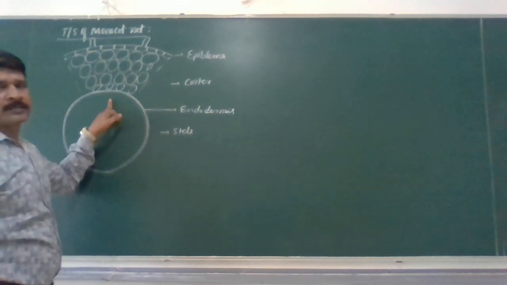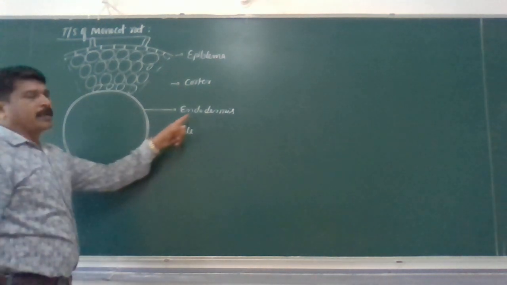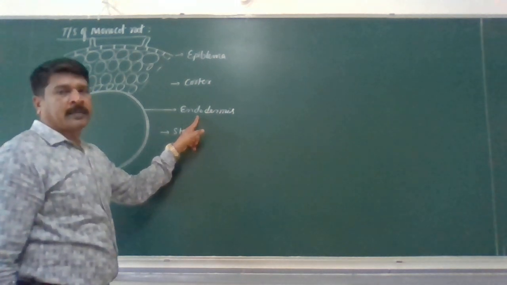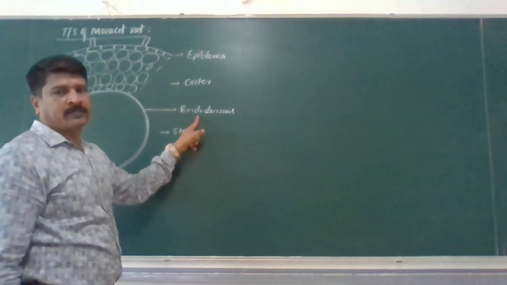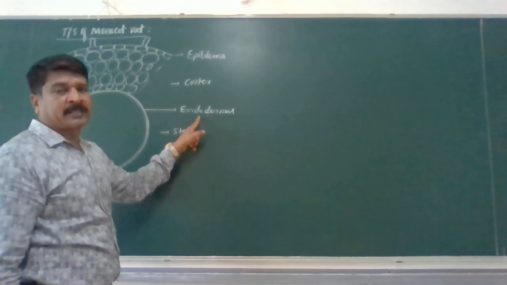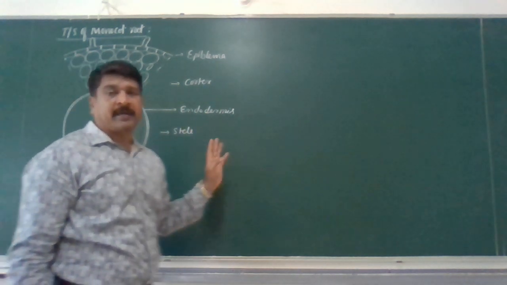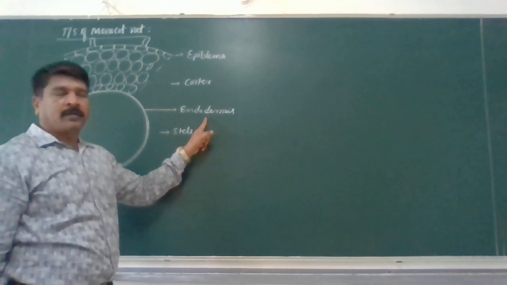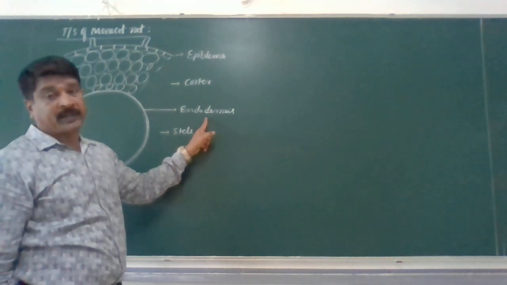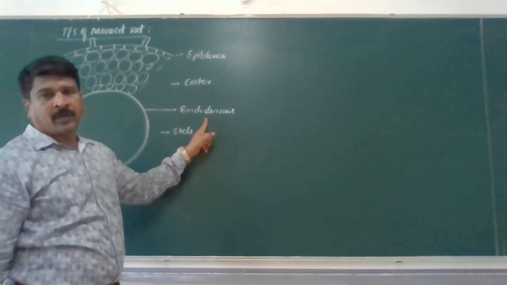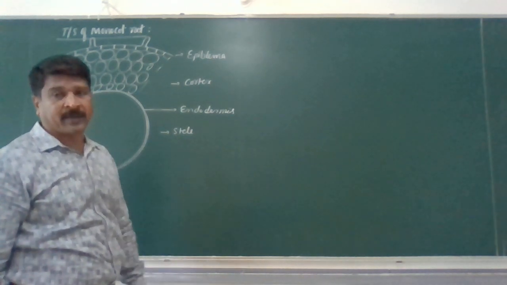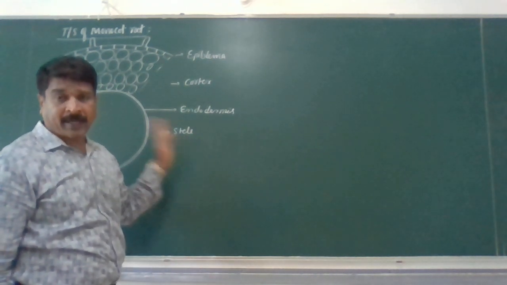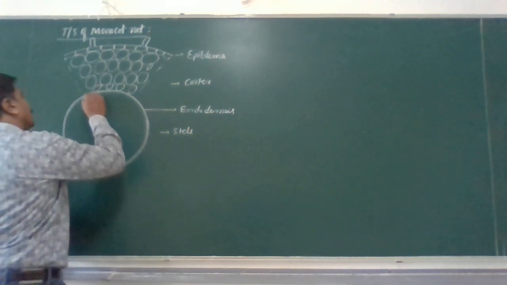This is the cortex. Then the innermost layer of the cortex is called endodermis. Exactly similar to the dicot root only. No difference at all. What are the characters we have discussed in the dicot root? Same characters only.